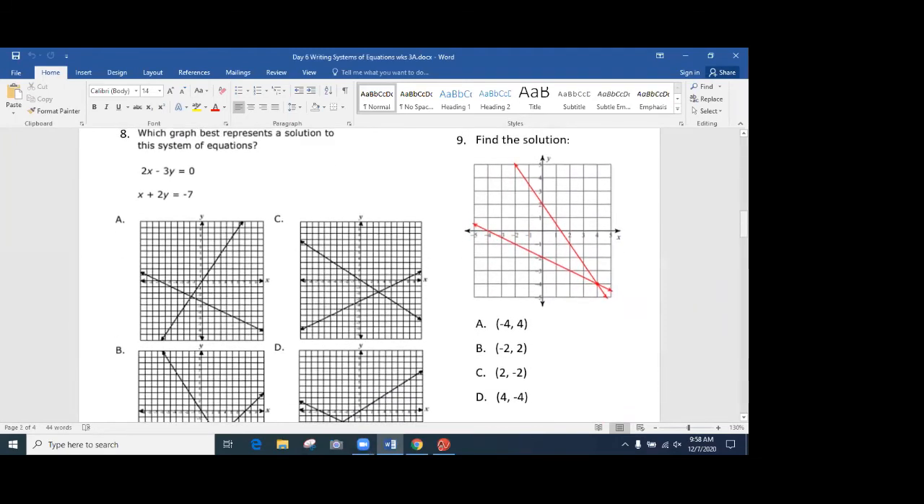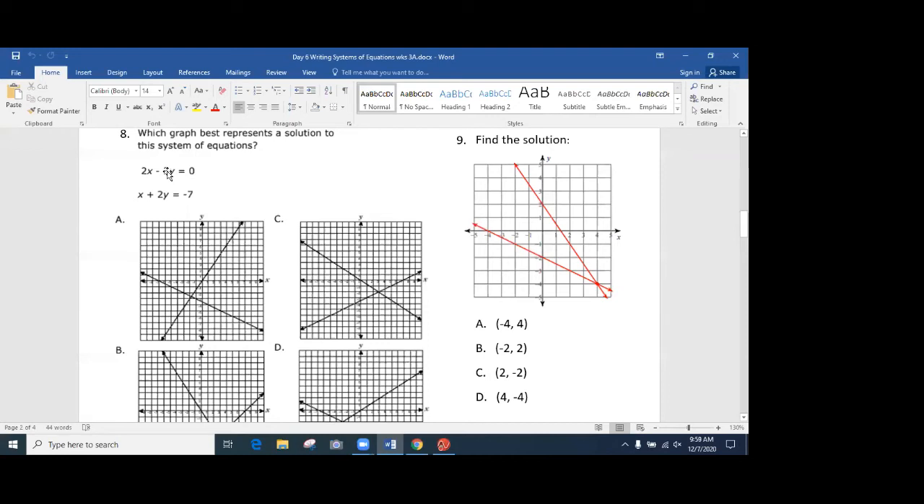Okay, so this one's kind of weird here. They give you 2 equations, but then they give you graphs. Now, if these said y equals, then I would type it into graphs, but these don't say y equals, so you can't type these into graphs. So where can we type these 2 equations?